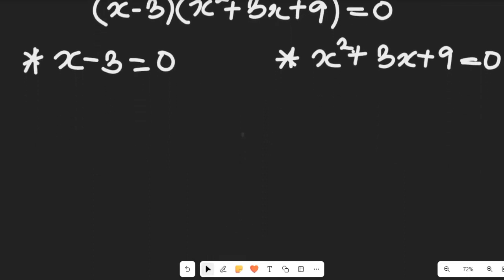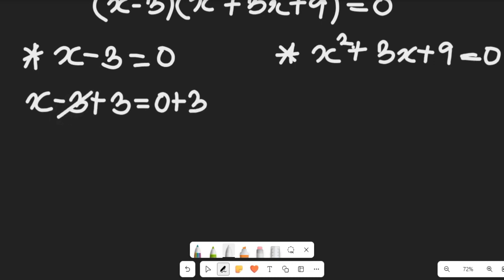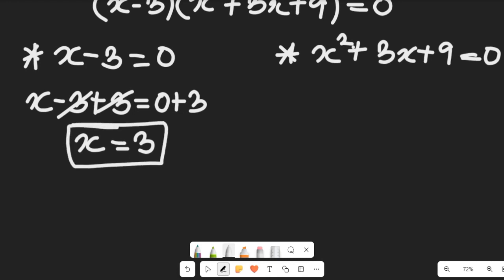Great. Now, if we simplify the first expression, if we add 3 to both sides, we'll have x minus 3 plus 3, and this will be equal to 0 plus 3. So what do we have? This will simply cancel, and then our x will be equal to 3. Now, do you notice that this is the real integer we got when we solved directly, right?